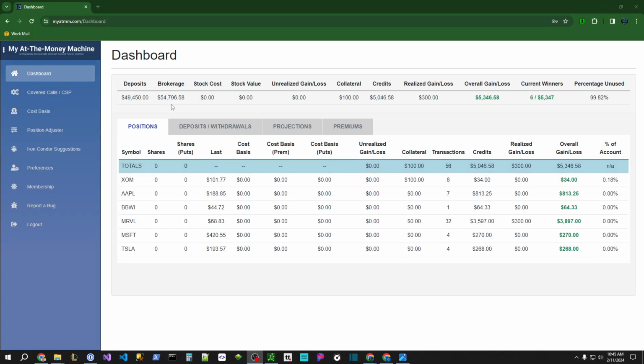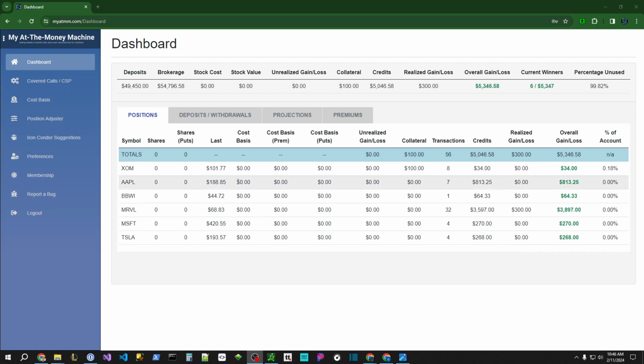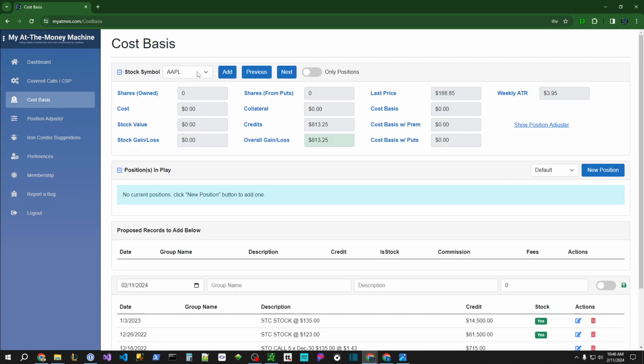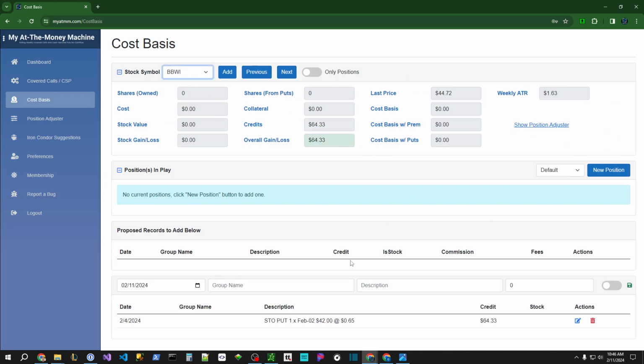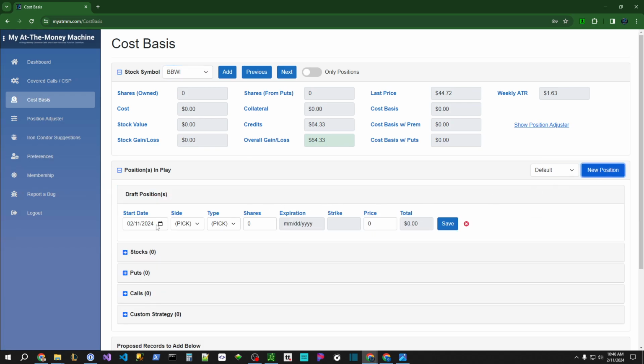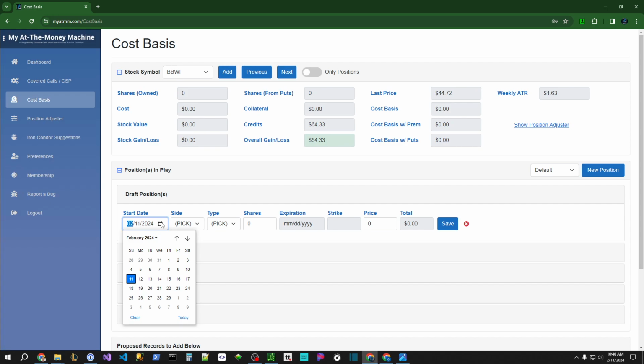Here we are logged into the web application, myatmm.com. And what we need to do is go over to the cost basis page, and then find BBWI in the drop down, select it, and there's no positions entered, so we want to go ahead and create a new position. And this was actually backdated to February 5th, which is when it executed. So let's put February 5th.